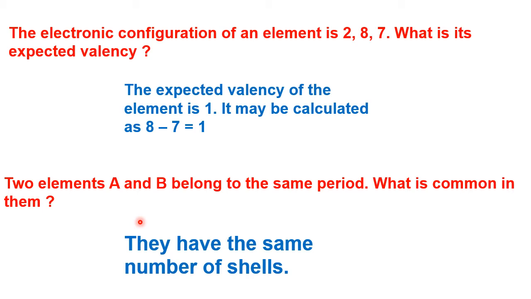For example, if you take the second period, second period starts from what? Lithium, beryllium, boron, carbon, nitrogen, oxygen, fluorine, and neon. Lithium 2,1, beryllium 2,2, boron 2,3, carbon 2,4, nitrogen 2,5, oxygen 2,6, fluorine 2,7, neon 2,8. They all belong to only two shells, K and L. So if the elements belong to a particular period, that means they should have what? The same number of shells. Because A and B belong to the same period, they should have the same shells.